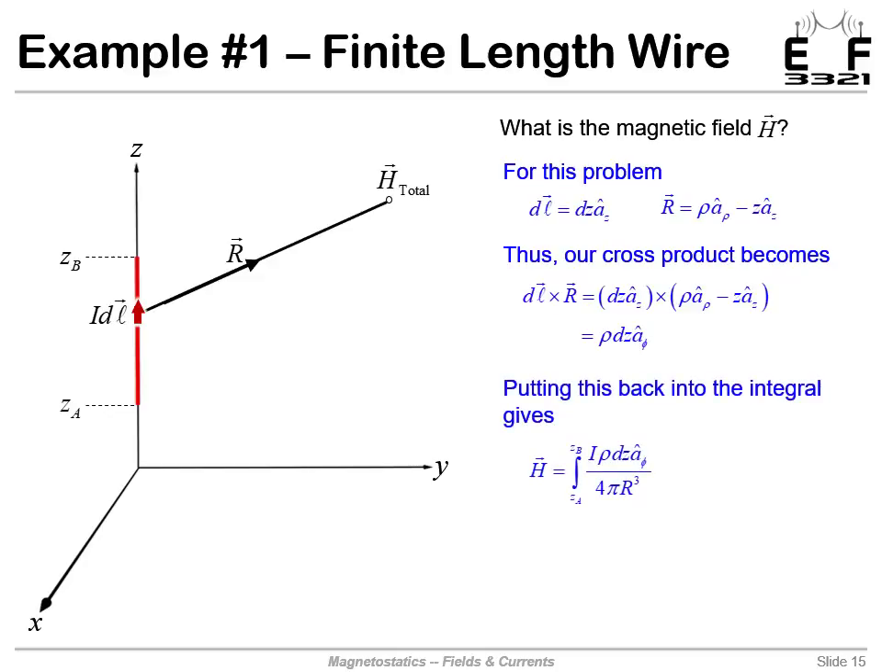So we put that cross product back into our integral, and now we have something a little bit simpler to work with. We bring some constants to the outside. The current, the rho parameter does not depend on z at all. The 4 and the pi do not depend on z, and our unit vector in the phi direction does not depend on z. So we can bring all of that to the outside of the integral, and we're just left with this.